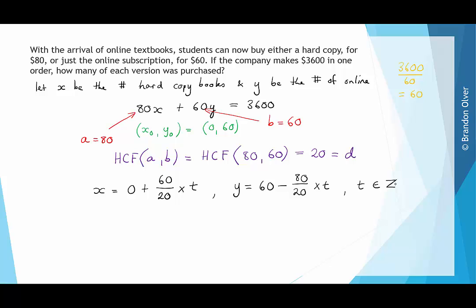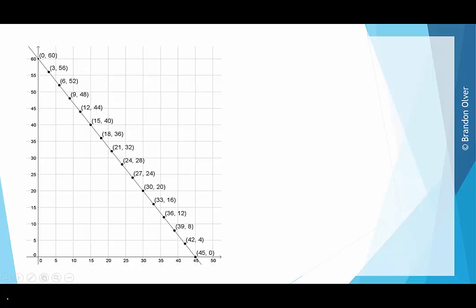But before we go too far, we need to also take into account the real life context of this question. So we can't sell a negative number of subscriptions or hard copies, so we need to make sure that the values we get for x and y are both positive or 0. So here's a graph of the linear Diophantine equation with all integer solutions that are positive or 0 marked. In green, the 0, 60 was the general x naught, y naught that we had before.